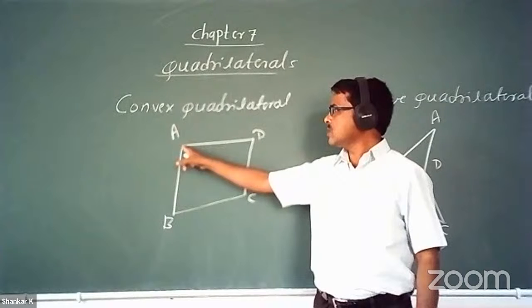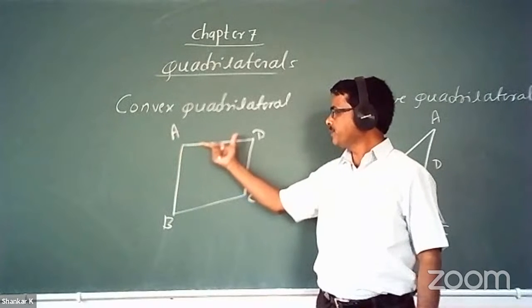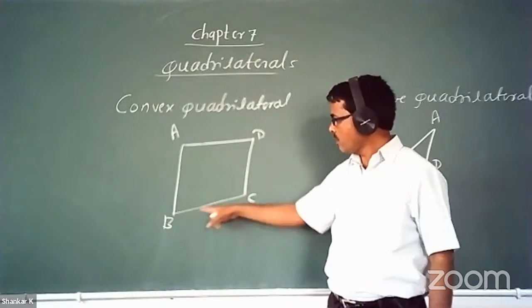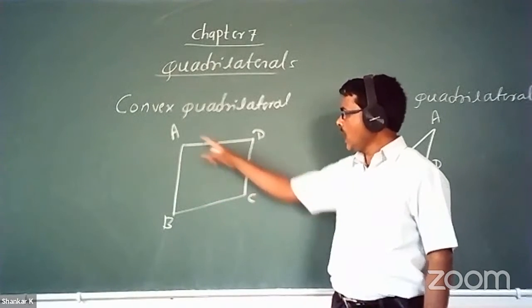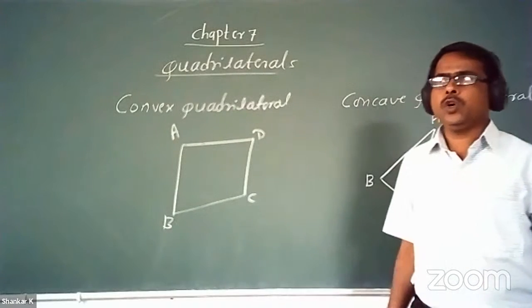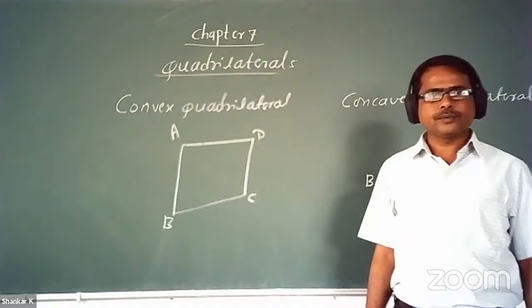Here A is on sides AB and AD, and C is on sides CD and BC. So A and C do not have any common side. So those are non-consecutive.